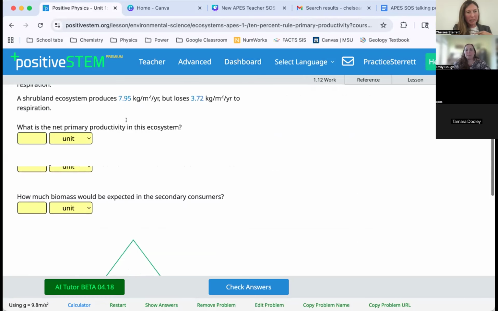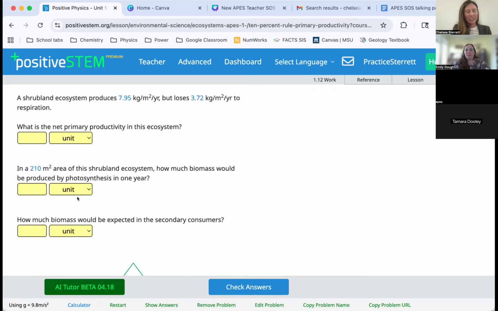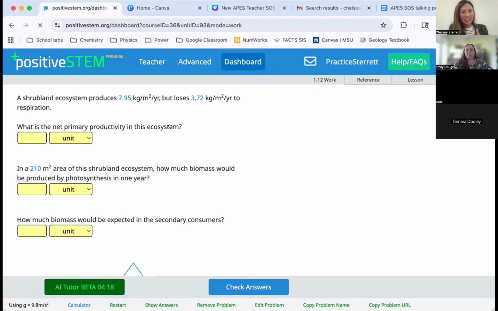First, find the net primary productivity, and then convert this area to amount of biomass. And then answer a question using the 10% rule of how much is available to secondary consumers. So working in the required math, but in context. So it's not just random math, it's APES math and APES content that they're getting to practice. Besides math too, like I was saying, trying to help with those other data analysis skills.